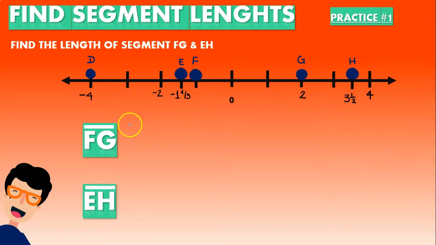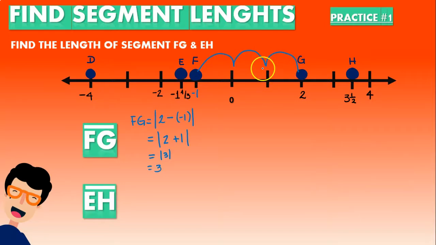So again, in order to find the length of FG, we're going to subtract the coordinate of G, which is 2, minus the coordinate of F, which is going to be -1. And we're going to take the absolute value out of that. So that's going to be 2 plus 1, and that is going to be the absolute value of 3, which again is positive 3. Because we have integers here, we can just count the steps 1, 2, 3, and we can verify that the length of segment FG is going to be 3.